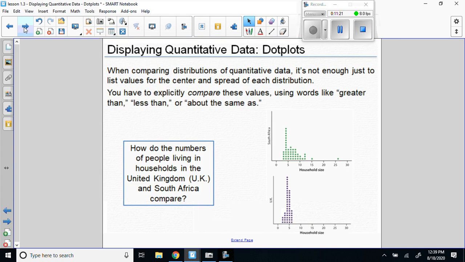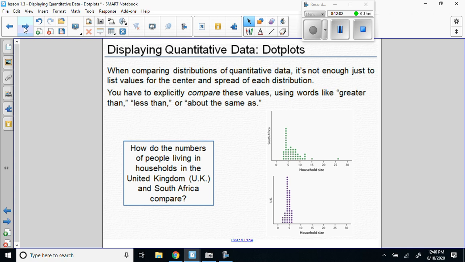Now, let's look at this. Comparing distributions of quantitative data in a dot plot. We have the number in a household: the top is South Africa in green, and the UK is the purple, the bottom. So the number of people in a household. Let's look at the bottom, the purple one. What kind of distribution do you see here? What kind of spread does it have?